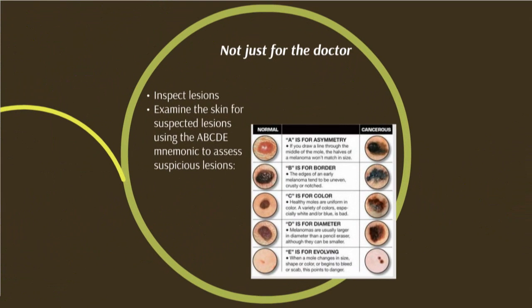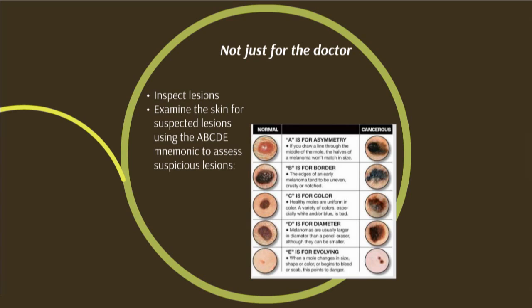When we're inspecting lesions, this is what we're looking for. Examine the skin for suspected lesions using the ABCDE mnemonic. A is for asymmetry. If you could draw a line through the middle of the mole, the halves of the melanoma won't match. They're going to look different.